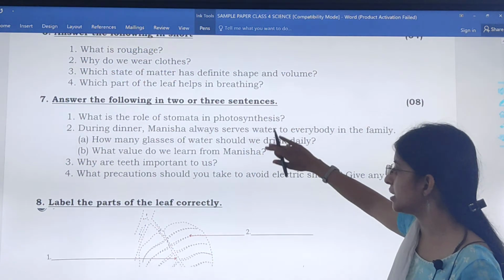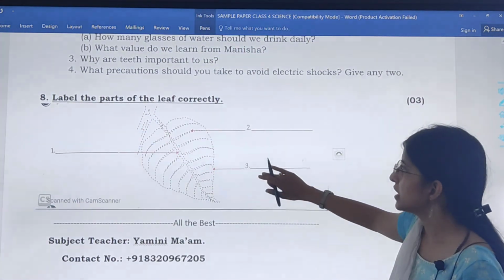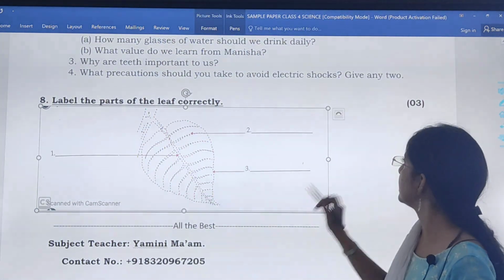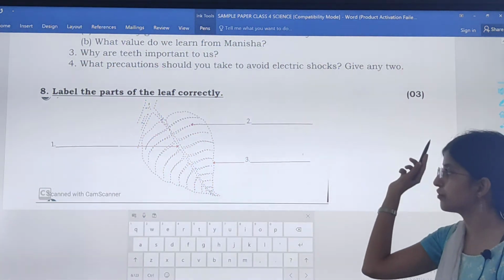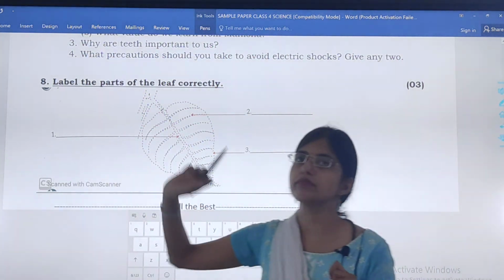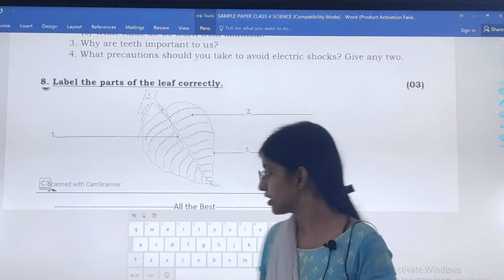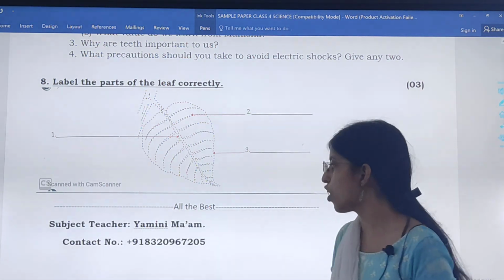Then comes label the following. Label the parts of the leaf correctly. It is of 3 marks and 3 labels are given to you. This is also your homework.